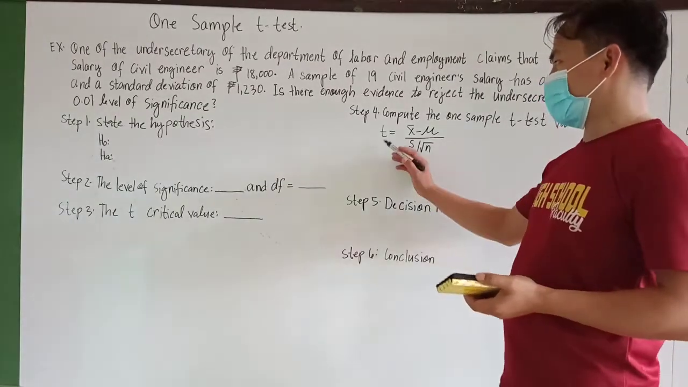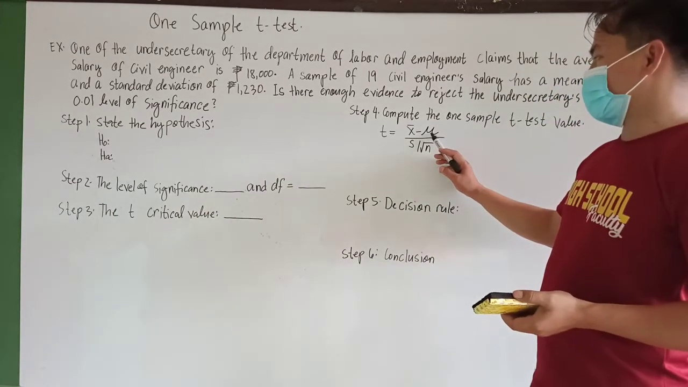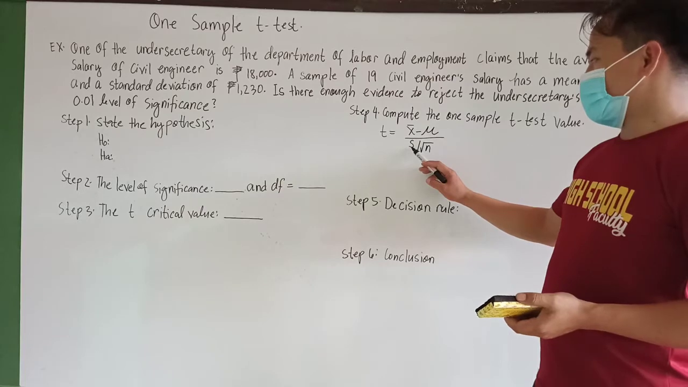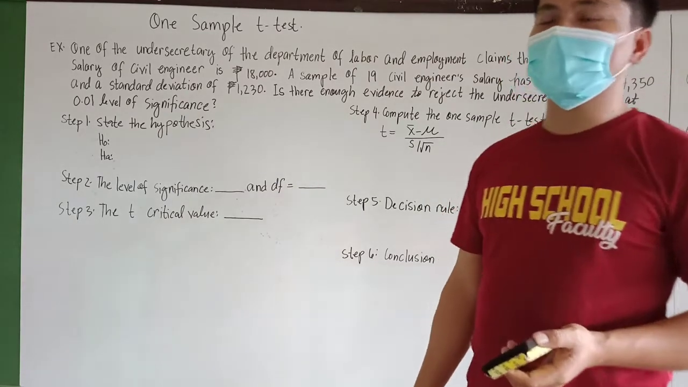Okay, so we have here the formula for the t-test. t is equal to x bar minus the population mean over the standard deviation, or s, over the square root of n, where n is referring to the sample.